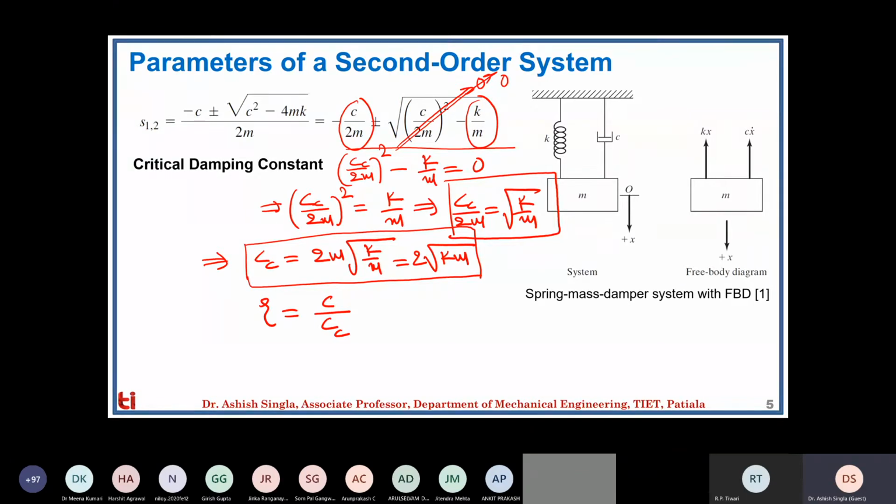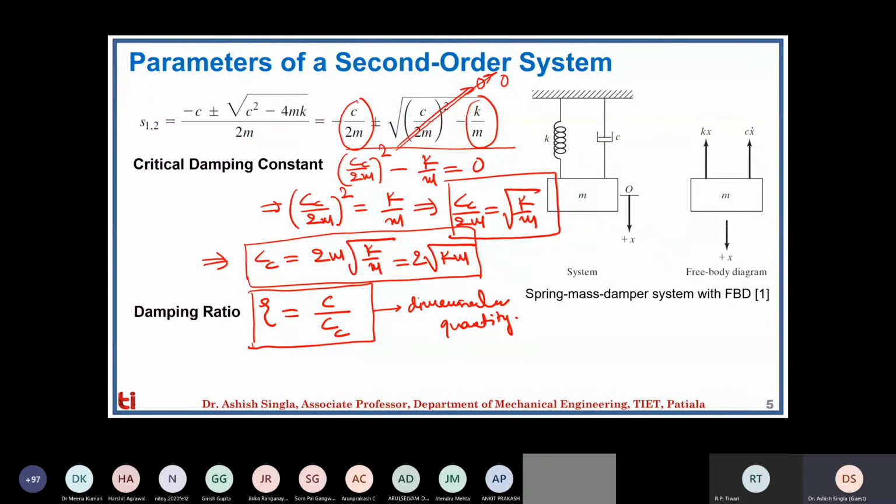And further, the damping ratio is the next term, which should be equal to the ratio of the coefficient of the damping term divided by the critical damping coefficient. So it's basically a dimensionless quantity.